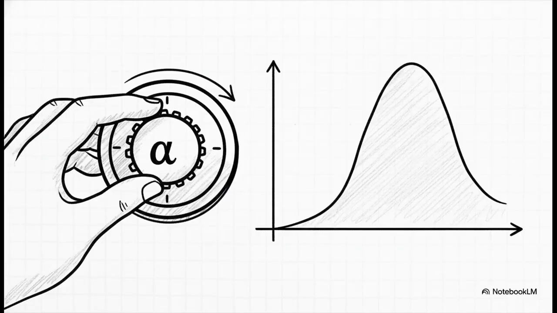Let's talk about that first knob. It's called the alpha parameter, but you can just think of it as the shape dial. By turning this one dial, you can completely change the fundamental shape of the curve. You can make it a really sharp, steep drop-off, or you can round it out into more of a gentle hill. It all depends on what kind of data you're looking at.